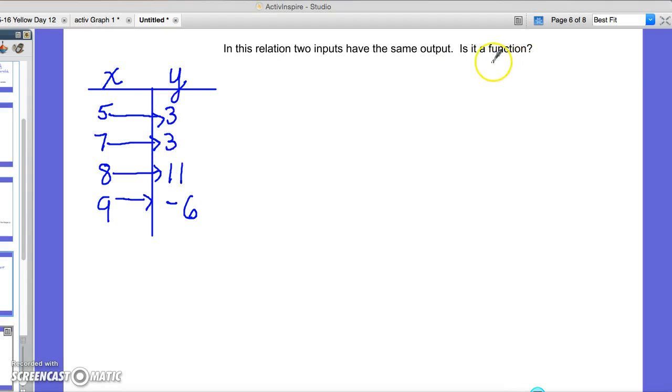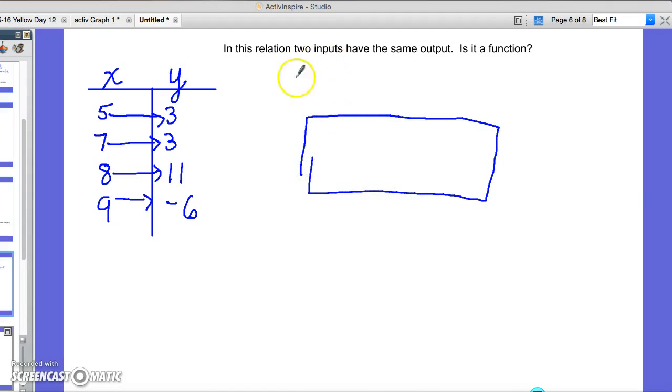Is it a function? Well, think about if you're in a factory. Here's your machine, okay? And you put in a 5. Do you know exactly what's coming out? Yes, you do. You know a 3 is coming out. If you put in a 7, do you know what's coming out? Yes, you do. You know a 3 is coming out. Now, this is a function.